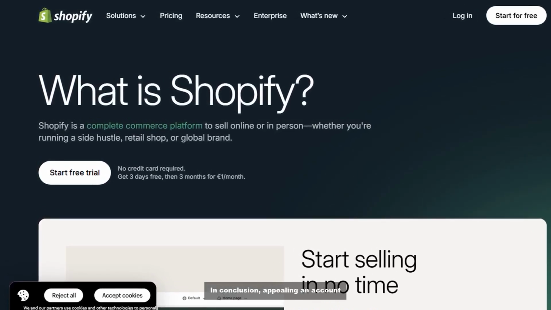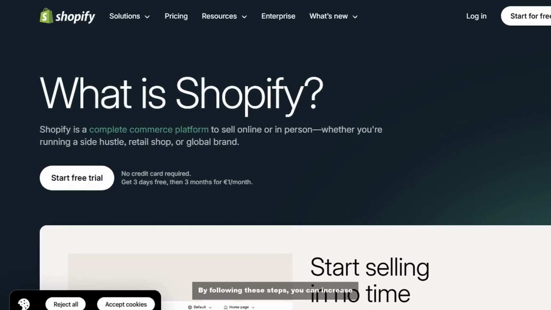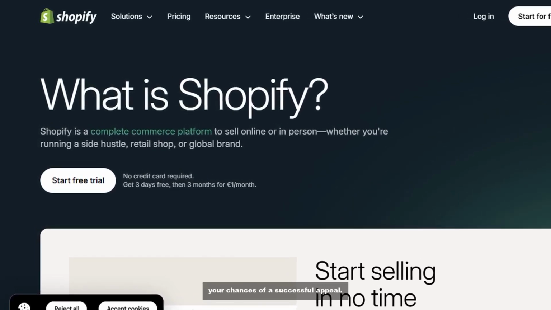In conclusion, appealing an account restriction on Shopify requires careful attention to detail and clear communication. By following these steps, you can increase your chances of a successful appeal.